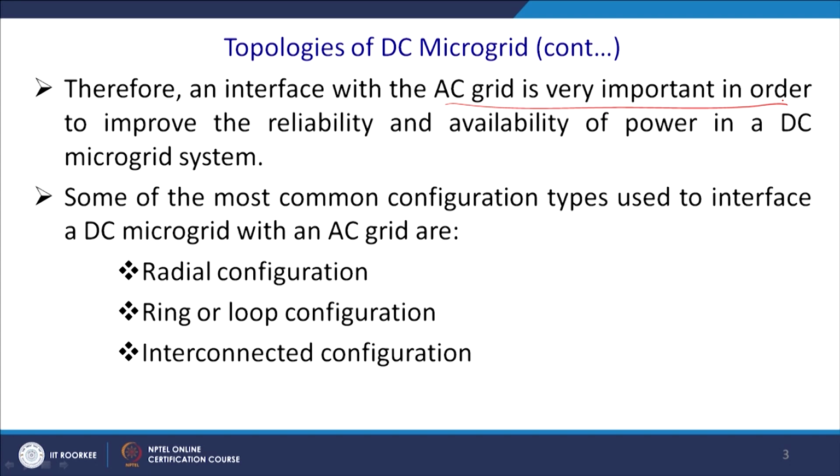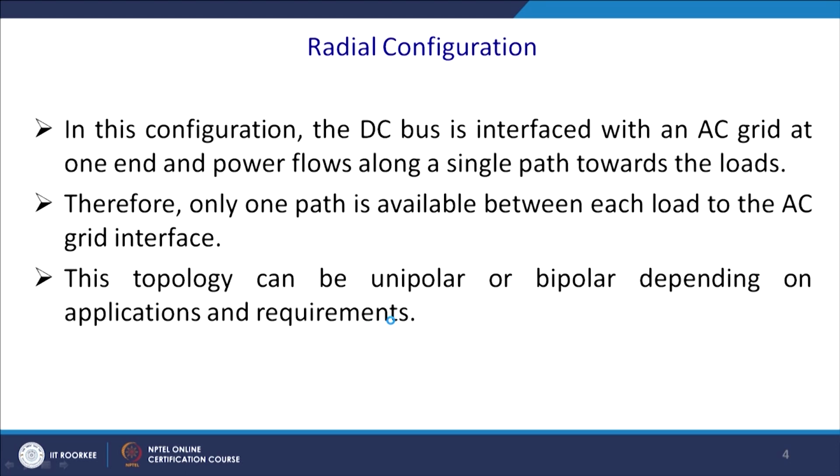Some of the most common configuration types used to interface a DC microgrid with the AC grids, we shall show you. If you have an idea of the AC transmission system, you are quite aware of the radial configuration, where you connect all the loads radially. Thereafter you have a ring loop configuration and the interconnected configurations. These are typical AC configurations, but we shall see what is a little different here.